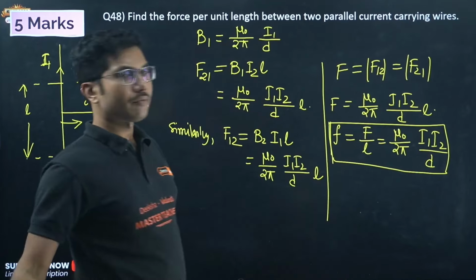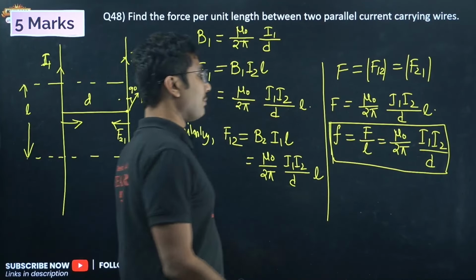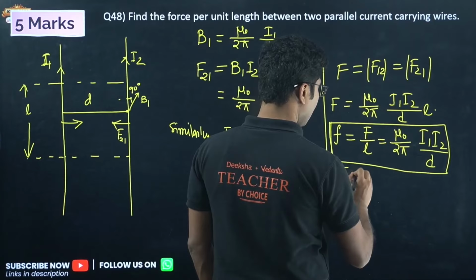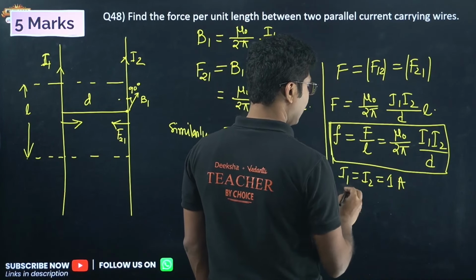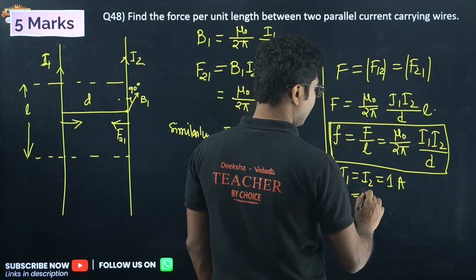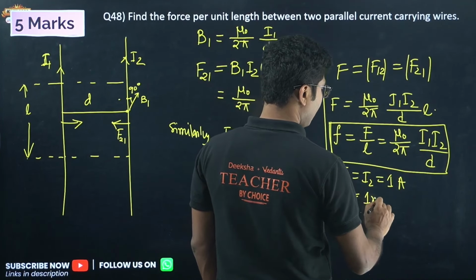Now one more question comes along with this: define 1 ampere from this. To define 1 ampere, you have to take I1 equals I2 equals 1 ampere, and D equals 1 meter. Then the force per unit length will become 4 pi into 10 to the power of minus 7 divided by 2 pi. So it will be 2 into 10 to the power of minus 7 Newton per meter.